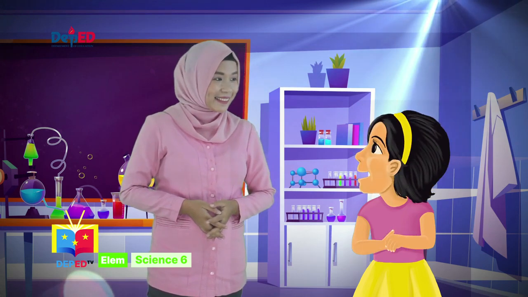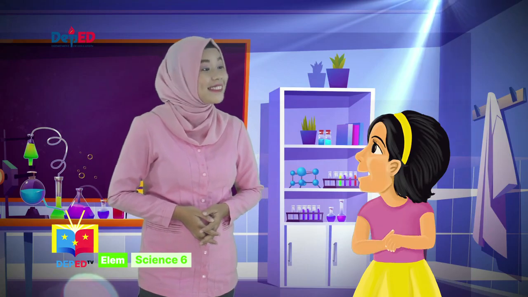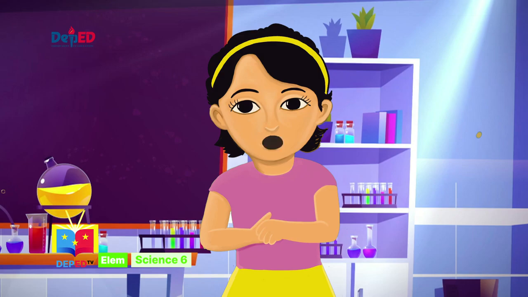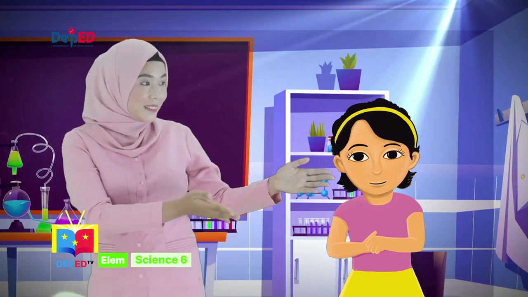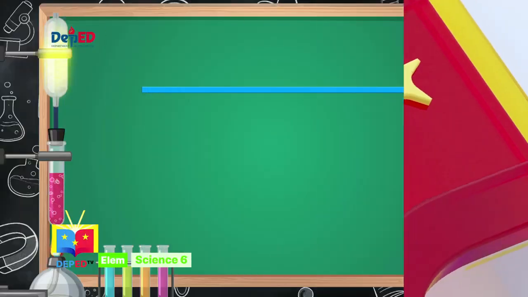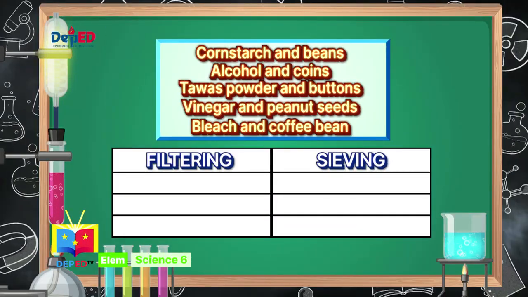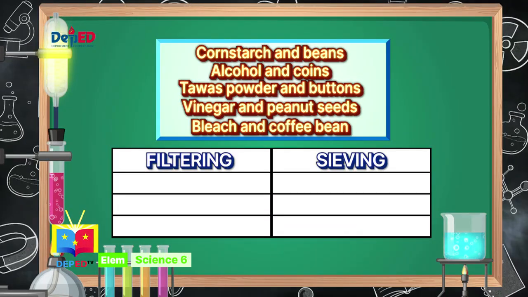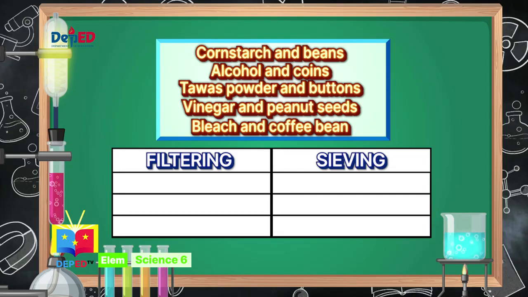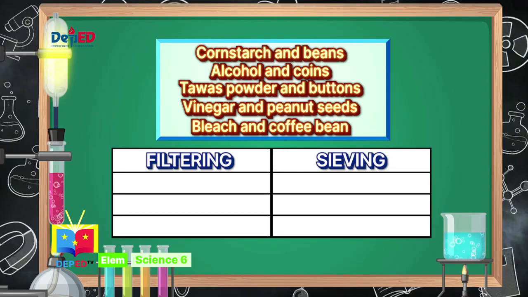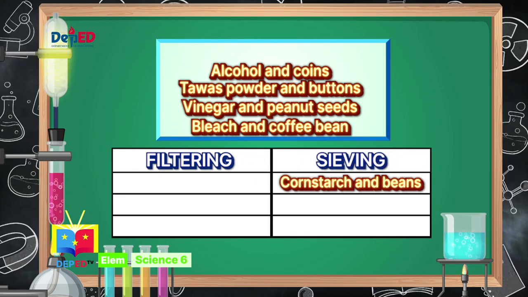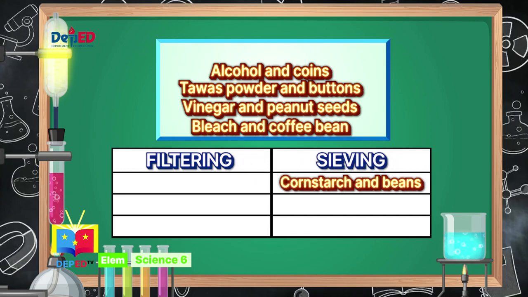I need to sort out the mixtures inside the box and arrange them in the proper columns based on the separation technique that is used with each one. Can you help me again? Can we help Sissy again? Great! Where should we put cornstarch and beans? In the filtering column or in the sieving column? Right, in the sieving column.